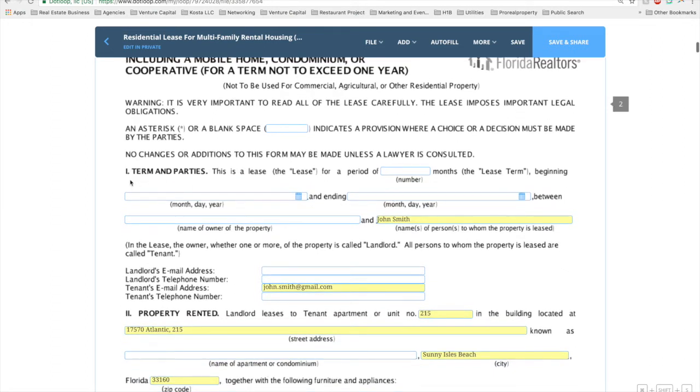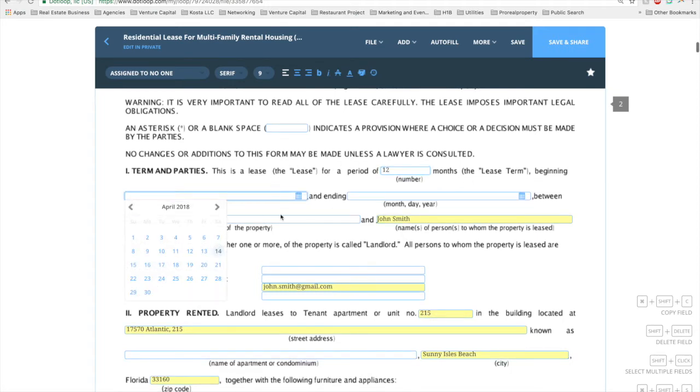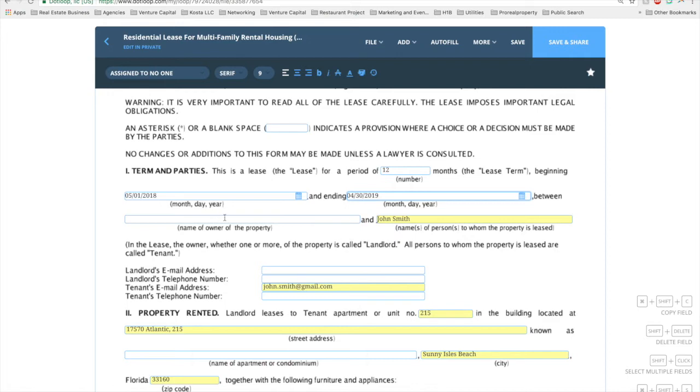So we begin with number 1, term and parties. This is the lease for a period of 12 months, beginning on May 1st and ending on April 30th next year. There we go. Name of the owner of the property.